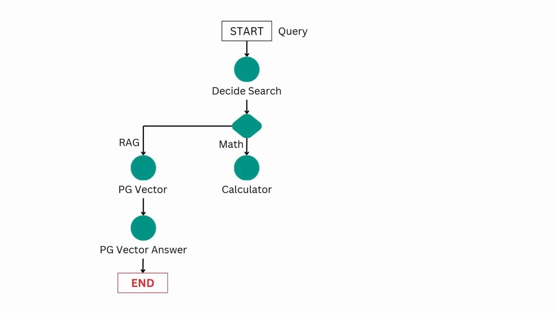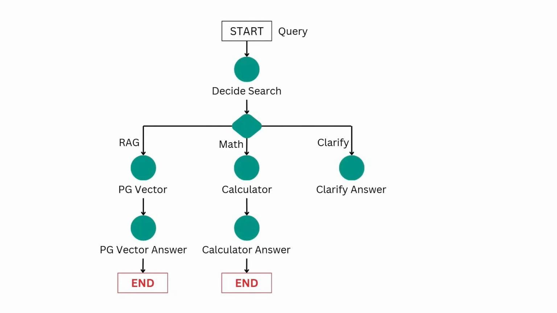On the other hand, if the user asks something like 5 plus 2 or 5 into 2 or any other calculation, this time the calculator node performs the calculation and returns the calculated response to the end user using the calculator answer node. Suppose this time we ask a question that is unclear or ambiguous. The graph will route it to the clarify node, which asks the user for more details or clarification and ends the flow. Now, let's go to Visual Studio and see the real-time implementation.